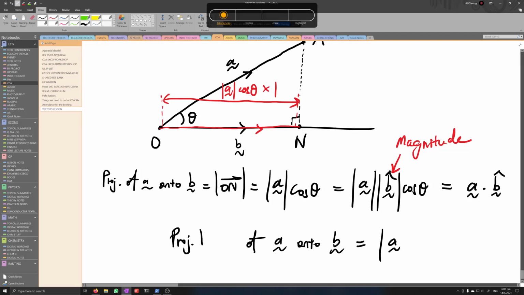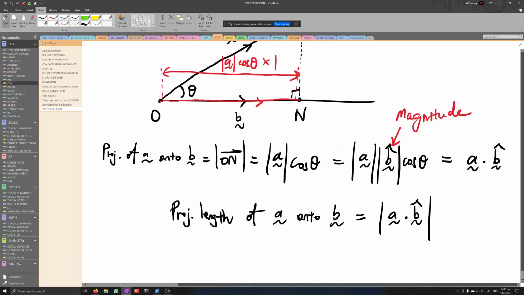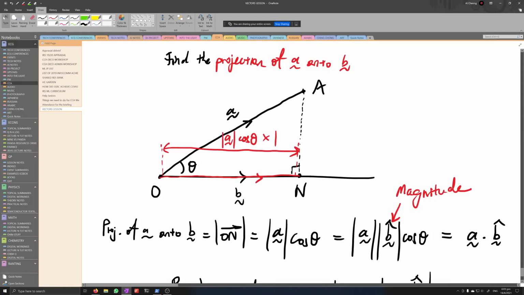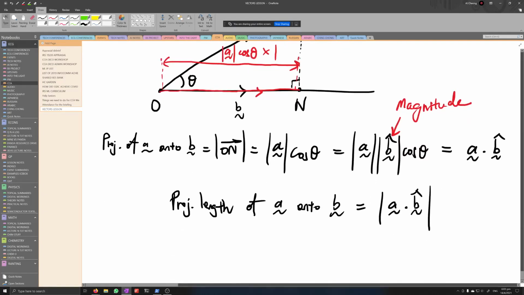So that's why usually we define the projection length as the modulus of A dot against B hat, because you just want the length. You don't really care about the direction. So you put a modulus there such that even if your line here was angled this way, even if your theta was obtuse, you would still end up with a positive projection length, which is what you want. Okay?